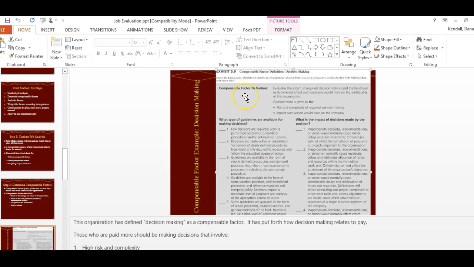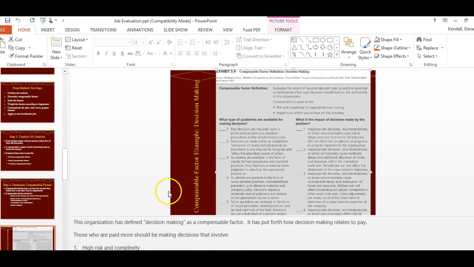So like any good measure, basically indicator, we need to define it. And so the compensable factor definition is right here, and it says something like evaluates the extent of required decision making and the beneficial or detrimental effect such decisions would have on the profitability of the org. Consideration is given to the first, risk and complexity of required decision making and impact such action would have on the company.